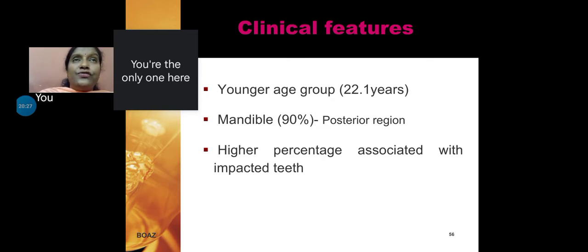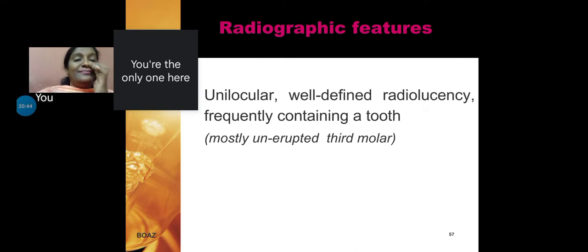Higher percentage of cases, a lot, if not all cases, most of the cases will be associated with an impacted tooth in this particular region. So because of the unilocularity and lesser age, it's most often confused with dentigerous cyst. Radiographically, as I told you, the whole idea of classification and the whole idea of naming this lesion as unicystic is because it tends to produce a unilocular, well-defined radiolucency. Most of the times, there is an associated floating impacted tooth.